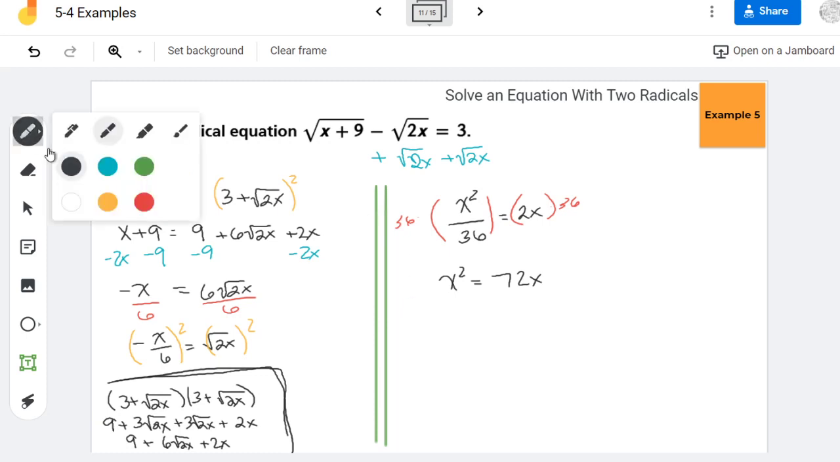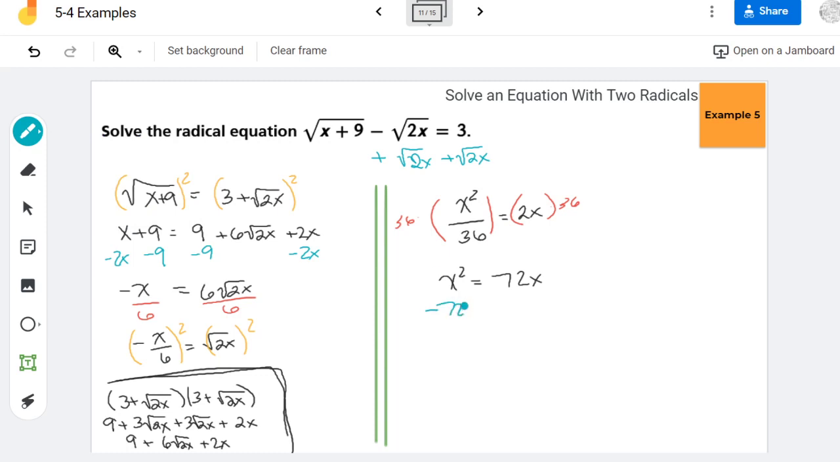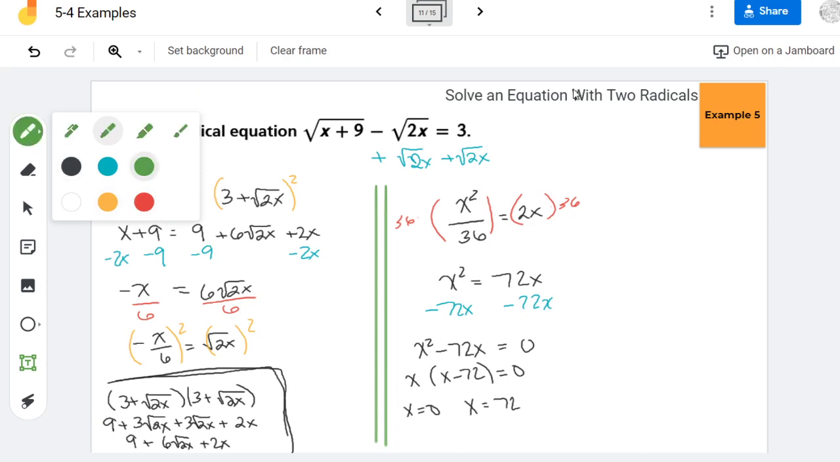You need to get everything to one side and in this case I'm going to factor it, okay? So I'm subtracting 72x over. On the left-hand side, I get x squared minus 72x equals 0. And because there's not a c term, this is actually really easy to factor. I'm just going to factor out the greatest common factor, which is x. So my two potential solutions are 0 from this x or 72 from that x. And those are what we're going to check.